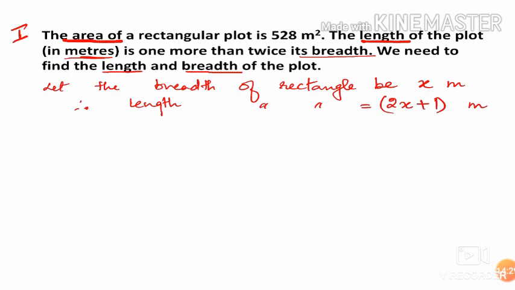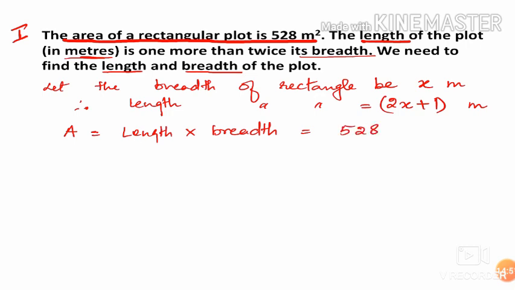Now we use the first sentence. The area of the rectangular plot is 528. We know that the length into breadth is area, and that is given as 528. So we replace length with 2x plus 1 and the breadth with x, equal to 528. Now we have represented the problem in mathematical form, which is an equation.